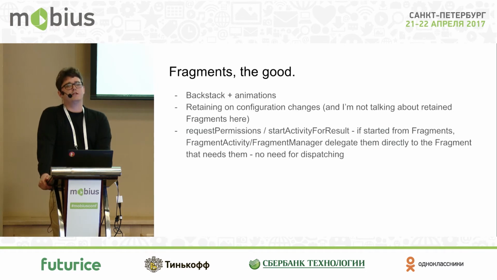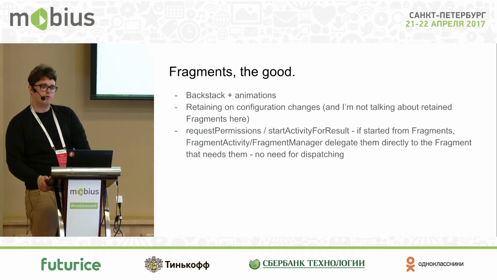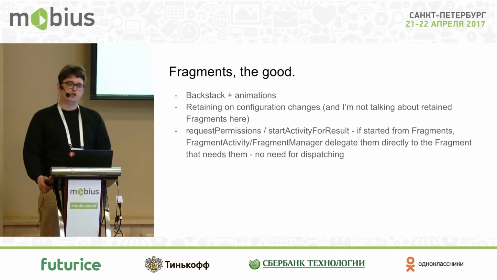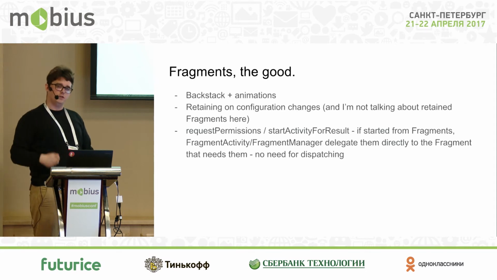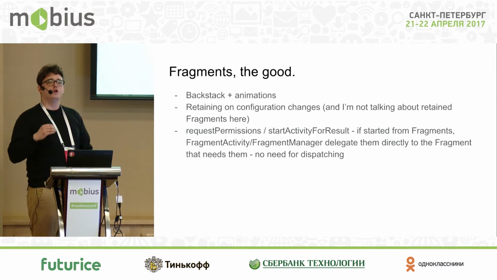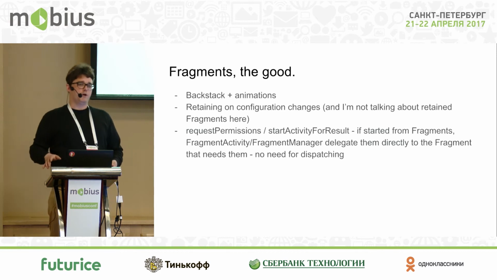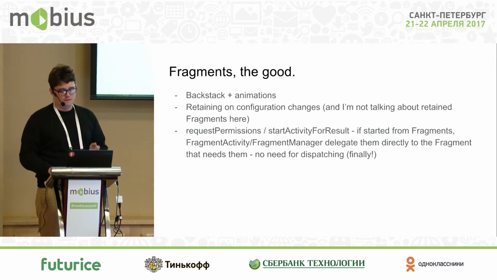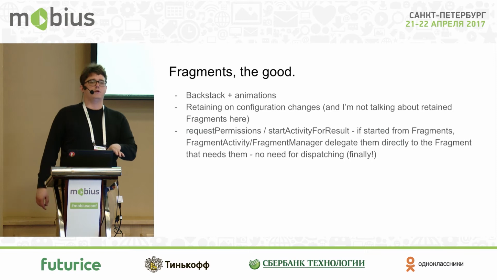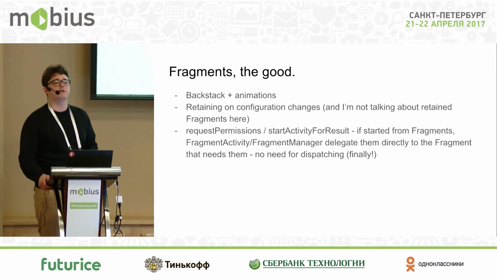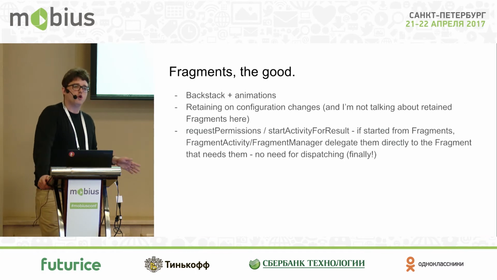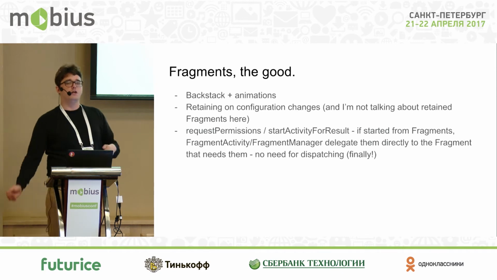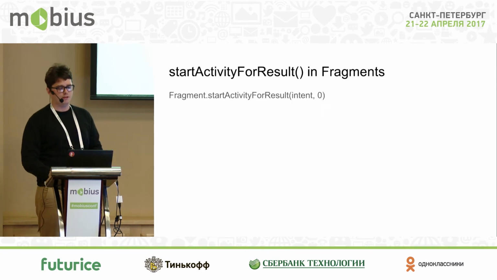Request permissions and startActivityForResult. So basically, if you are starting an activity for result or requesting permissions, the callback that you get back, like onRequestPermissionsResult or onActivityResult, is delivered only to this particular fragment that requested it, right? Finally, because this didn't always work, especially for nested fragments, once they were released. So basically, there is no need to delegate stuff from your activity to the fragment. This is nice.